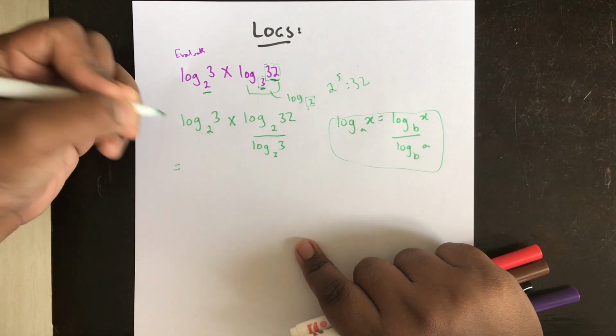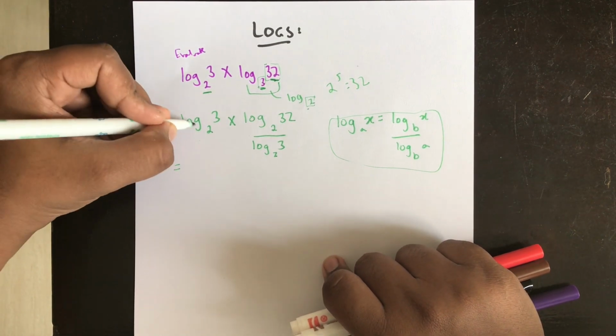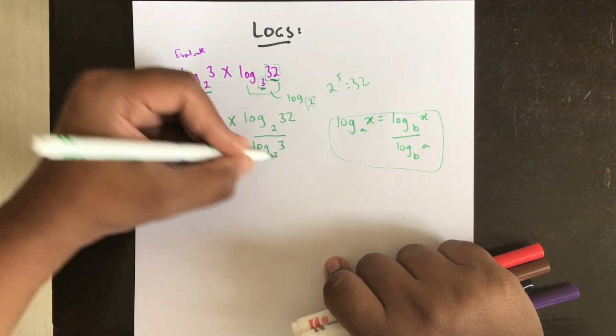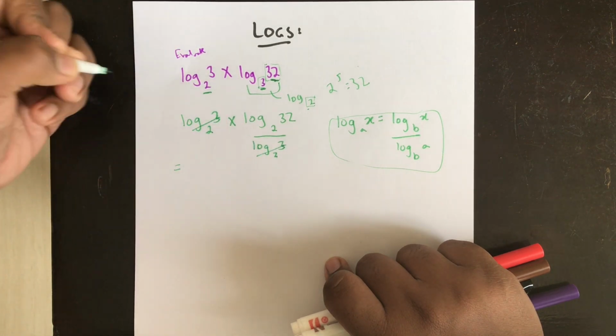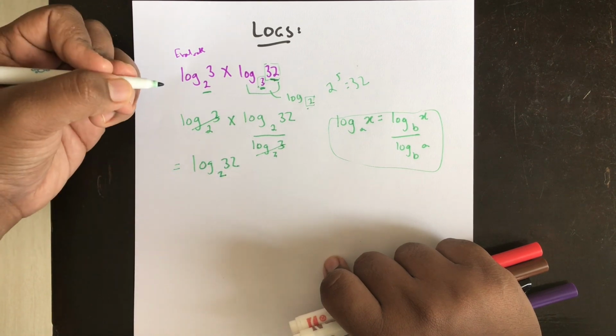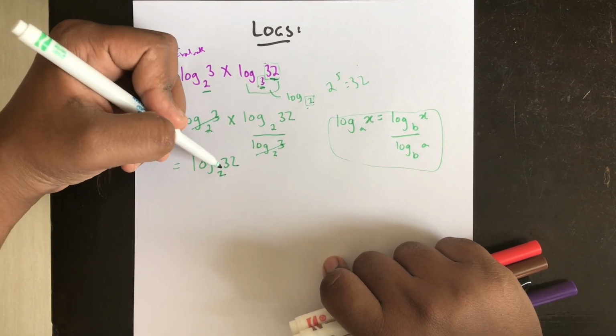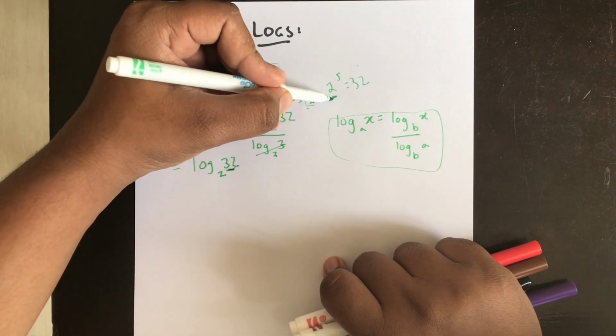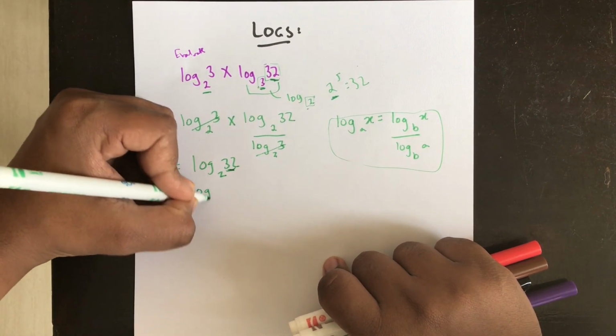Now I can already see something. This is log 3 base 2, this is also log 3 base 2. They cancel out. I'm left with log 32 base 2. I said this earlier that 32 is the same as 2 power 5, so I can go ahead and directly substitute it.